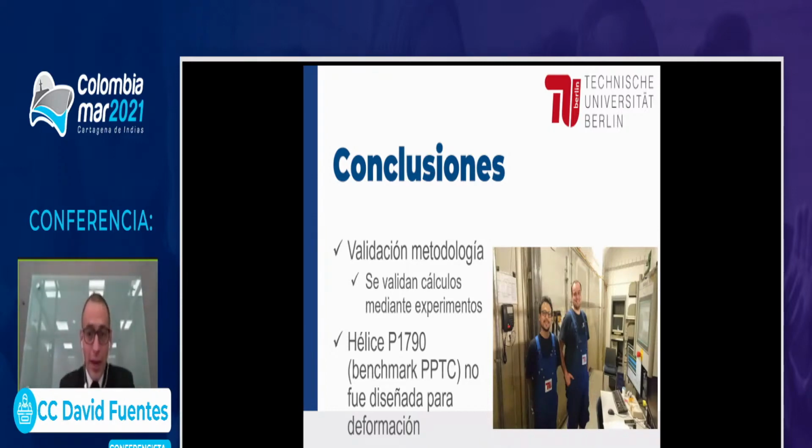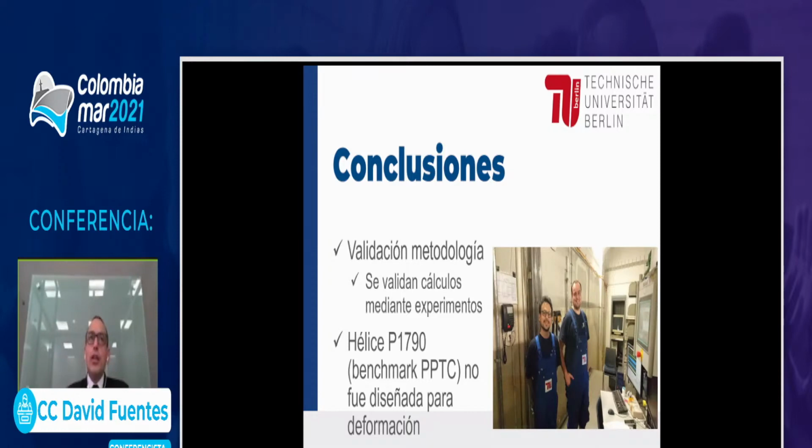The effect is a negative effect regarding general performance, because we're losing a lot of pitch in all of the conditions. So this opens the possibility for passive rotation adaptation of the propeller, and with this we can improve general efficiency.